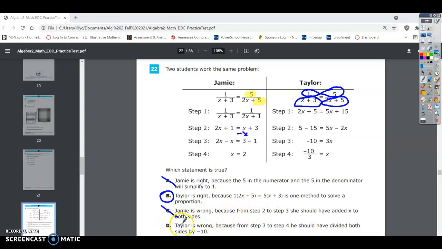And then D part says Taylor is wrong because steps 3 to 4, he should have divided both sides by -10. So from steps 3 to 4, you're trying to isolate the variable, which means you need to divide by the number next to the variable, or the coefficient. So it was divided by 3. So that is correct. So when it says Taylor is wrong, that one is also not a correct statement. So number 22, the correct answer is B.